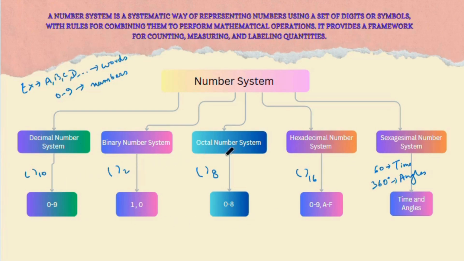So these are the different types of number systems. The decimal number system has base 10, the binary number system has base 2, the octal number system has base 8, the hexadecimal number system has base 16, and the sexagesimal number system is used for time and angles. So this is called the base.